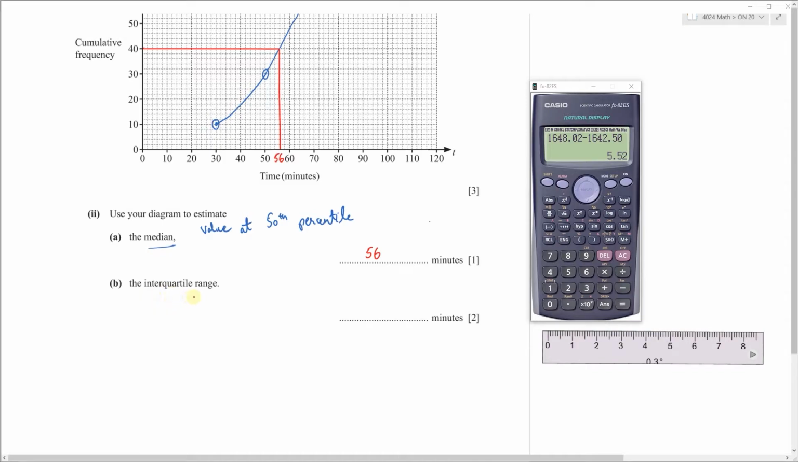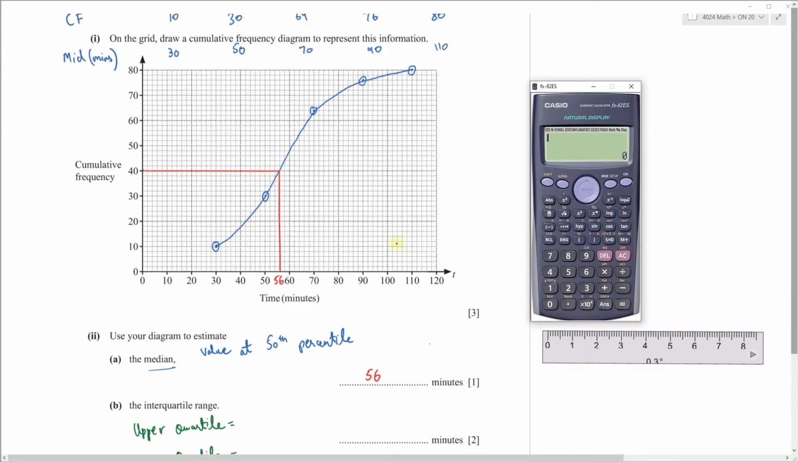The next part is, find the interquartile range. So to find the interquartile range, you need to calculate the upper quartile first, and then you also need to find the lower quartile. So the upper quartile will be the value at the 75th percentile. So 0.75 into 80 is 60. So now you have to read the value when cumulative frequency is 60.